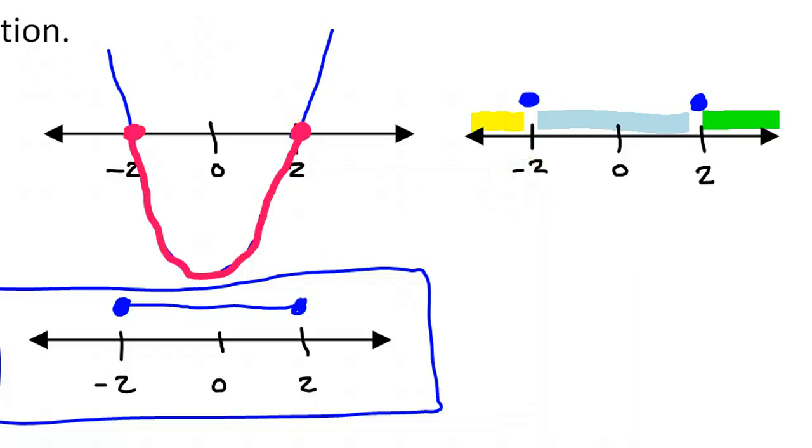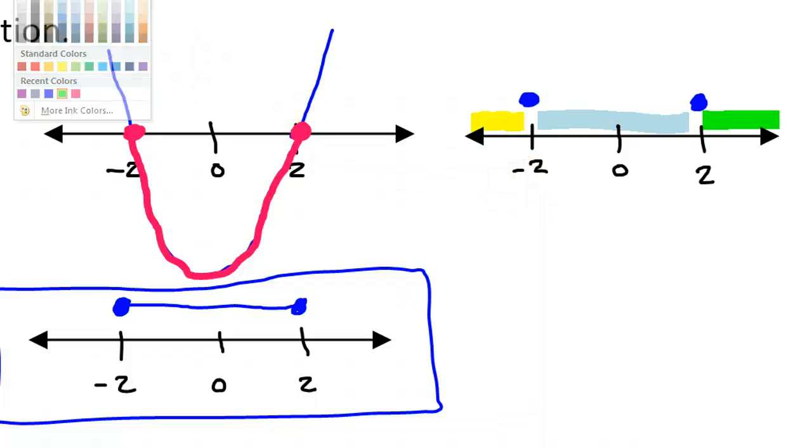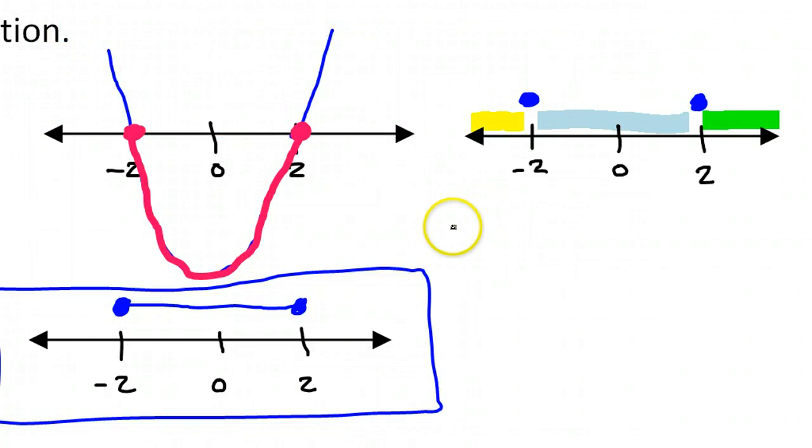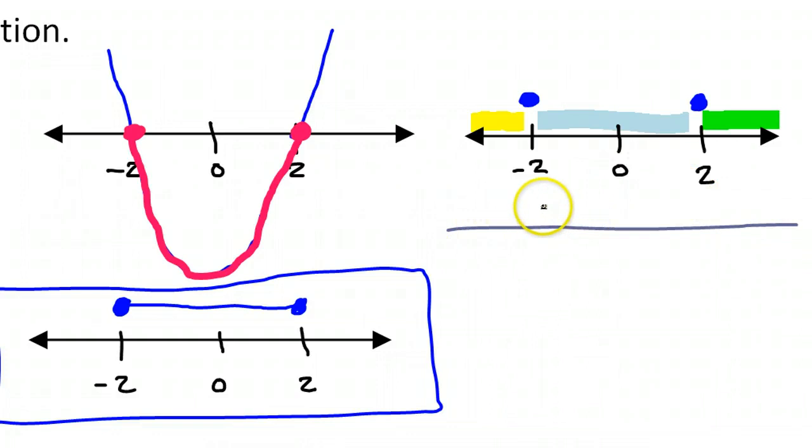So if we're going to do the test value method, then what we do is we pick a test value from each one of those 3 zones, and we see if it's a solution to the inequality or not. So let's pick our 3 test values right now. So representing the yellow zone, what would be a good test value to use?